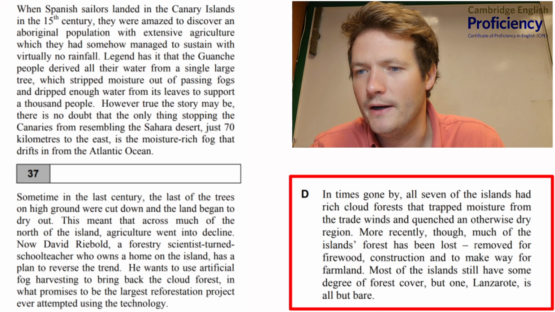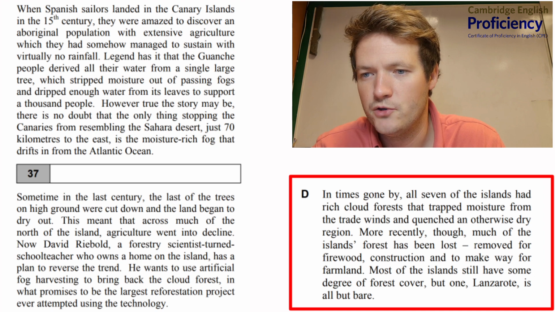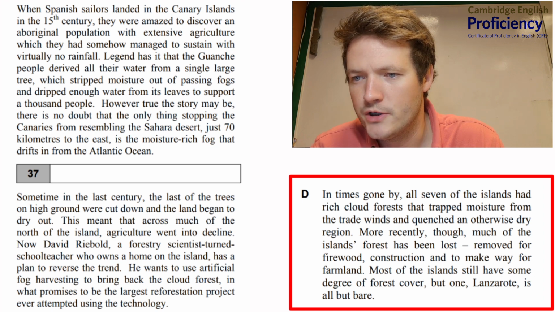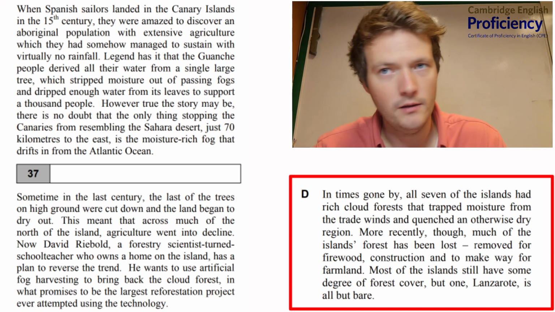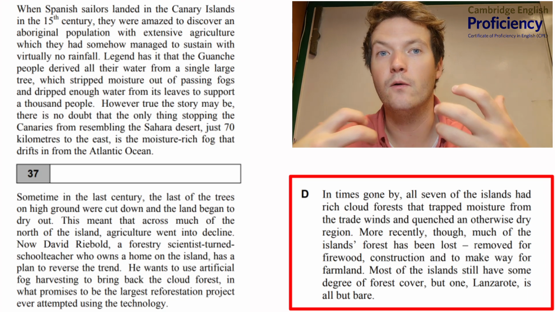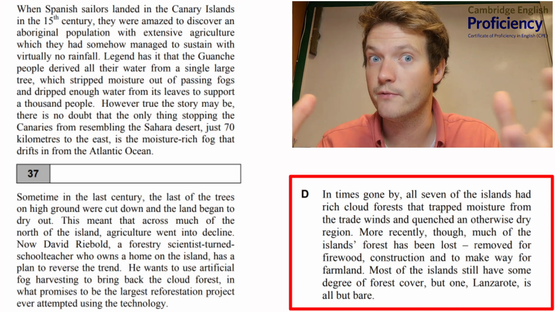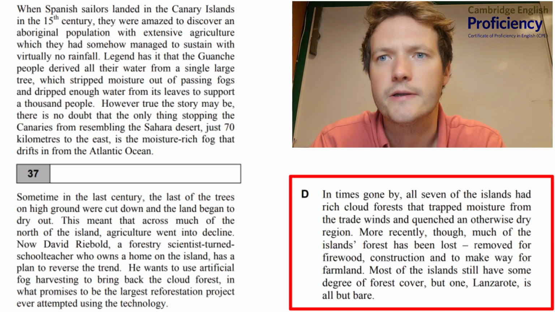In times gone by, all 7 of the islands had rich cloud forests that trapped moisture from the trade winds and quenched an otherwise dry region. Well, we are talking about how the Canary Islands are very similar to the Sahara Desert, except for this moisture-rich fog that comes off the Atlantic Ocean.